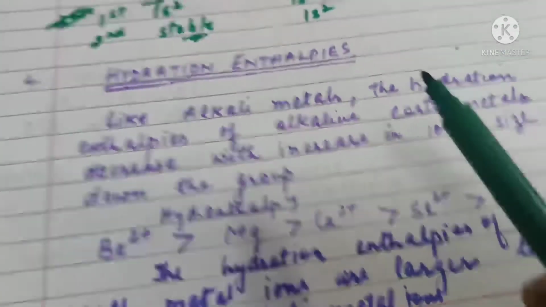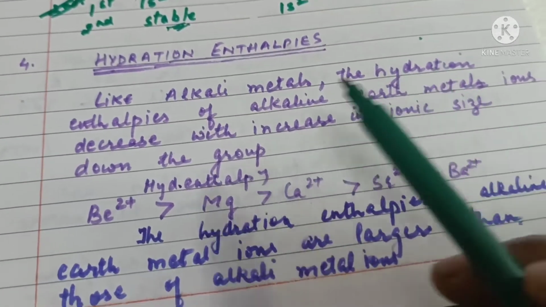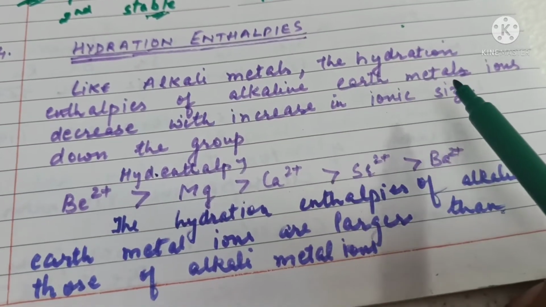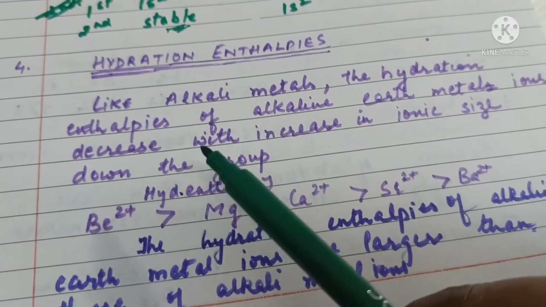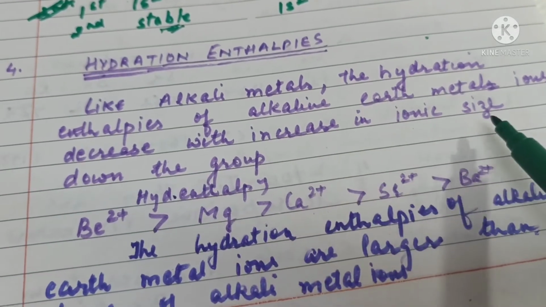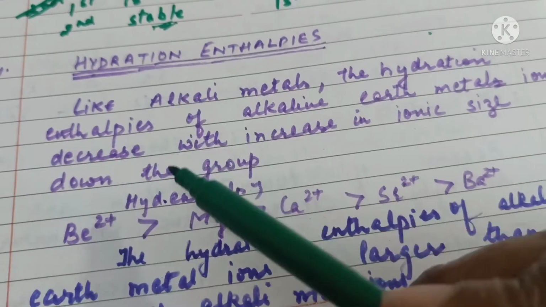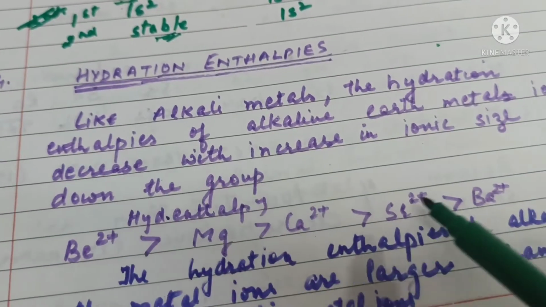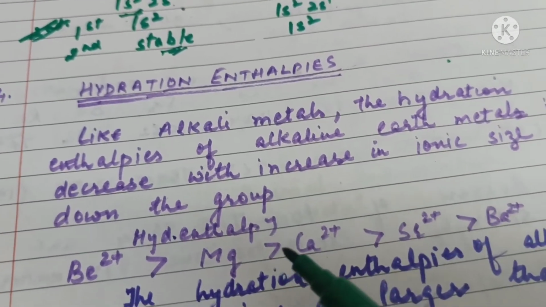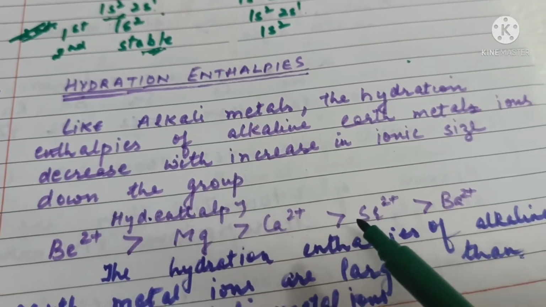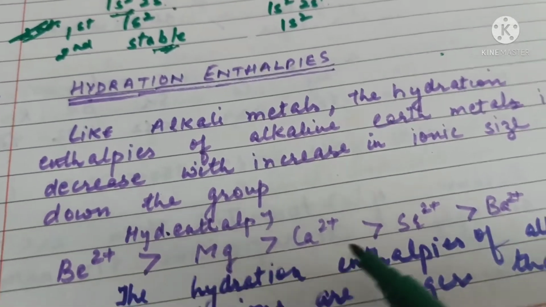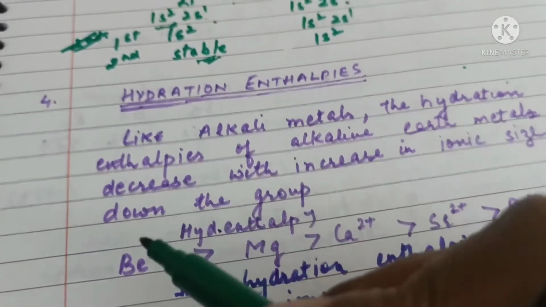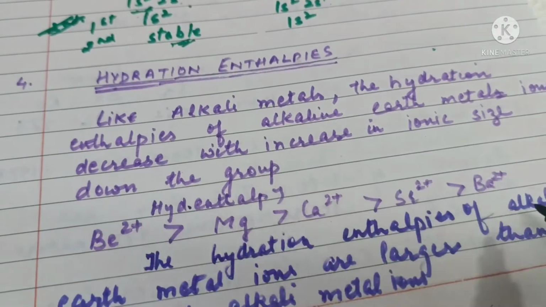Hydration enthalpy. The hydration enthalpies of alkaline earth metal ions decrease with increase in ionic size. Alkali metals में भी ऐसे ही होता है कि जब नीचे जाते हैं तो जो हाइड्रेशन एंथैल्पी की वैल्यू है वो डिक्रीज होती है, और अल्कलाइन अर्थ मेटल्स में भी होता है. Why it decreases? क्योंकि साइज इंक्रीजेस.